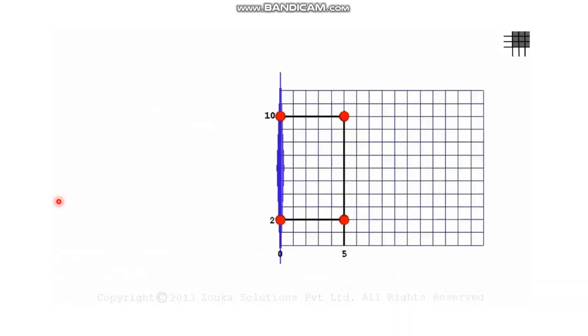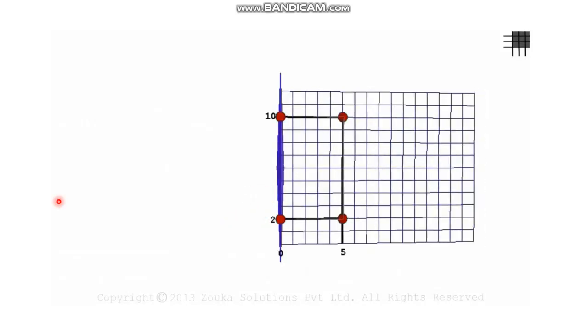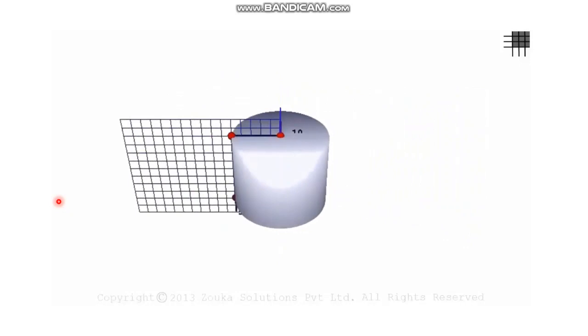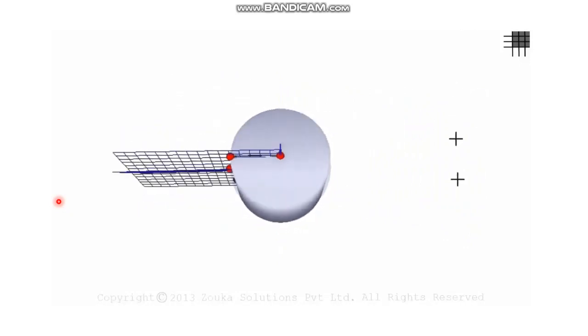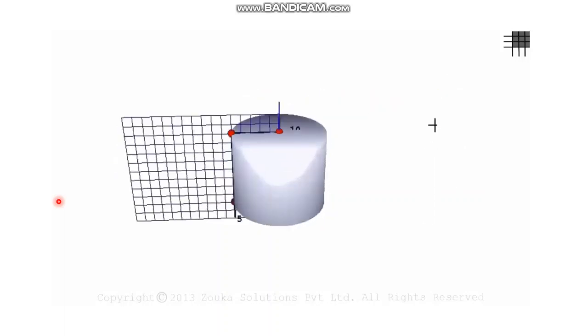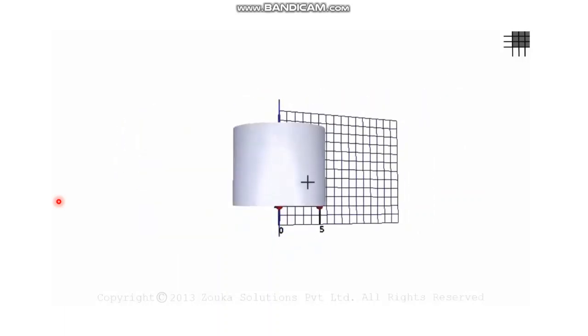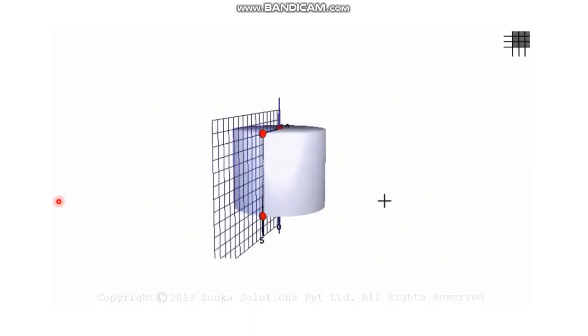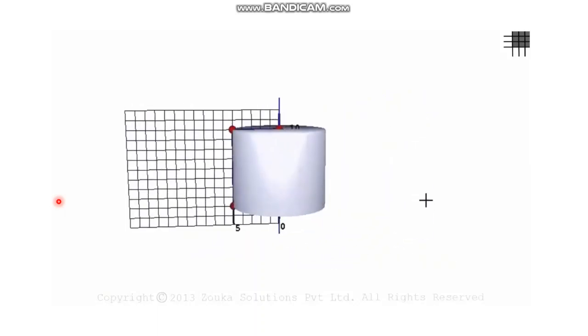This is a central axis. Let's look at how cylinders are formed. The rectangle goes around the central axis to form the cylinder. This is the circular end on top. The axis passes through the circle. This entire region you see is called the curved surface. A cylinder has just one curved surface.